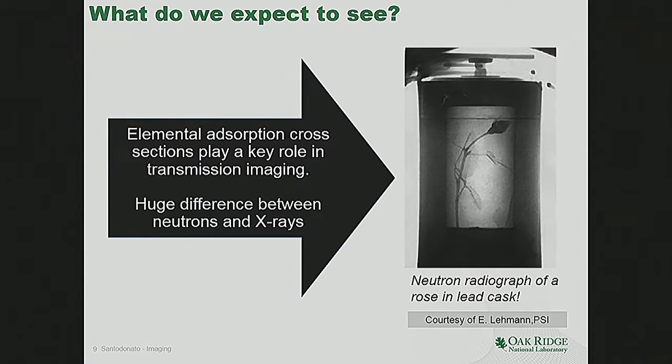And it's one of the reasons why you might choose neutrons instead of X-rays, right? Because X-rays are abundant, they're powerful sources, but if you need to find hydrogen among other elements, neutrons are great.